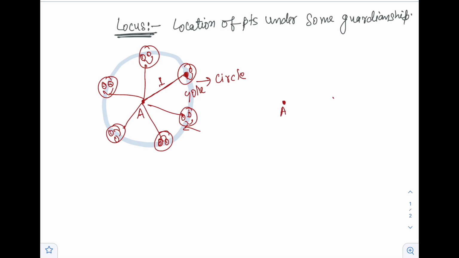Now what if we have two fixed points? Let's say we have point A and point B. Now suppose Golu wants to move such that the distance of Golu is fixed from both of these points. So since Golu distance is fixed from both of the points, Golu should be equidistant from this, right? So these two distances will be equal.